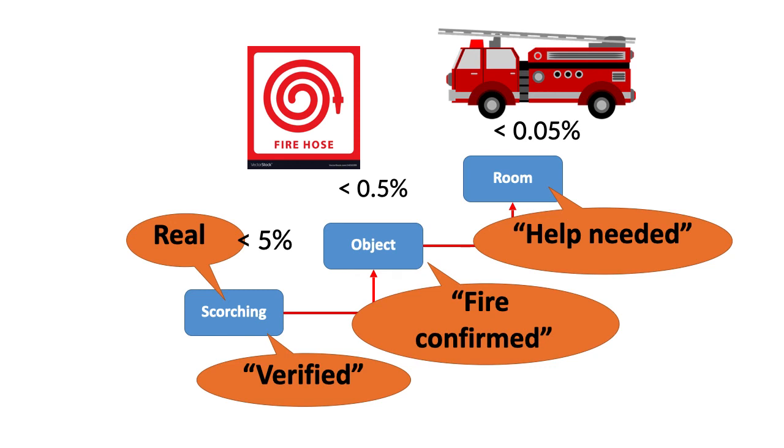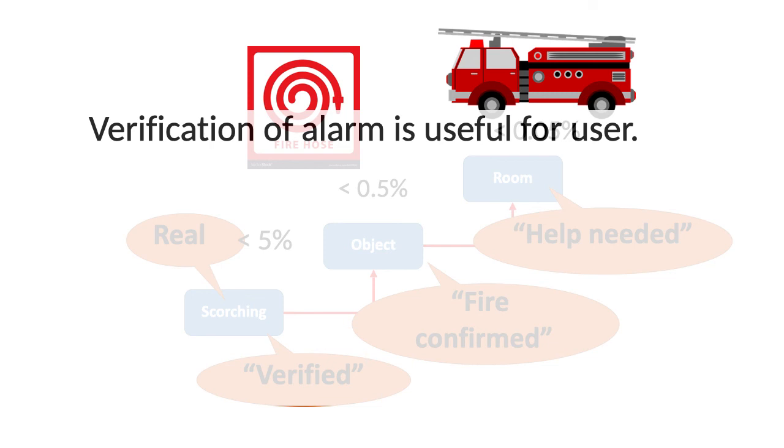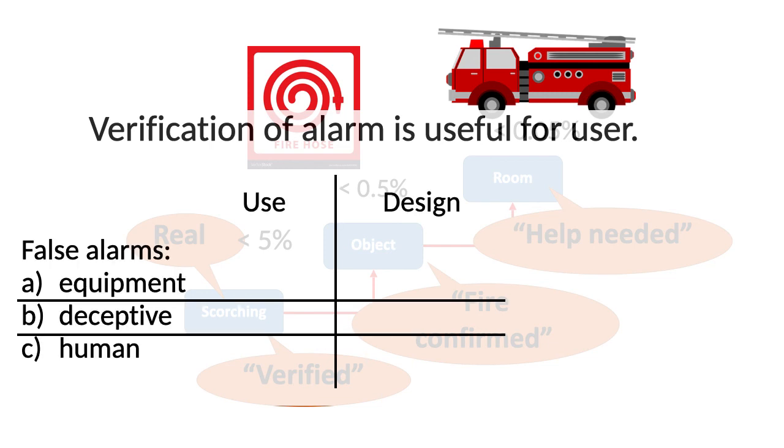Now, to come to a conclusion, verification of alarm is useful for the user because the user can prevent all these false alarms from happening. And false alarms also will interrupt the process at the user. So you might have to evacuate your cinema or shop, or you might have to evacuate your patients or customers. So it's very useful for a user to have verification of a fire alarm.